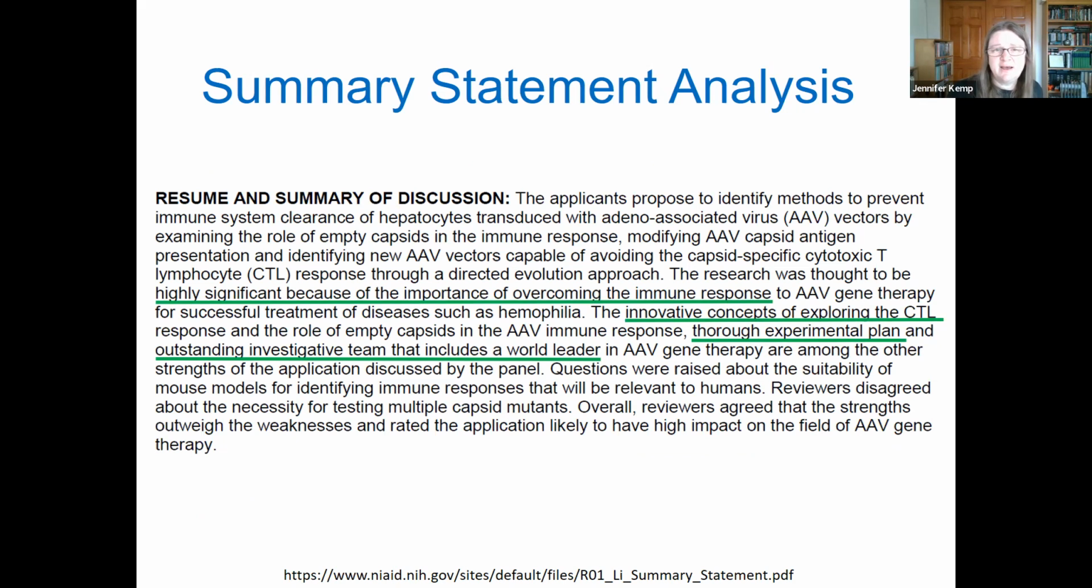So in this case, I hope everyone can read this. The research was thought to be highly significant because of the importance of overcoming the immune response, et cetera. The innovative concepts, blah, blah, blah, were viewed positively. The thorough experimental plan was a positive. The outstanding investigative team was a positive. So that's great. However, in the next few lines, here's where they tear you up. So questions were raised about the suitability of mouse models for identifying immune responses that will be relevant to humans. Okay, that's not good. Reviewers disagreed about the necessity for testing multiple capsid mutations.